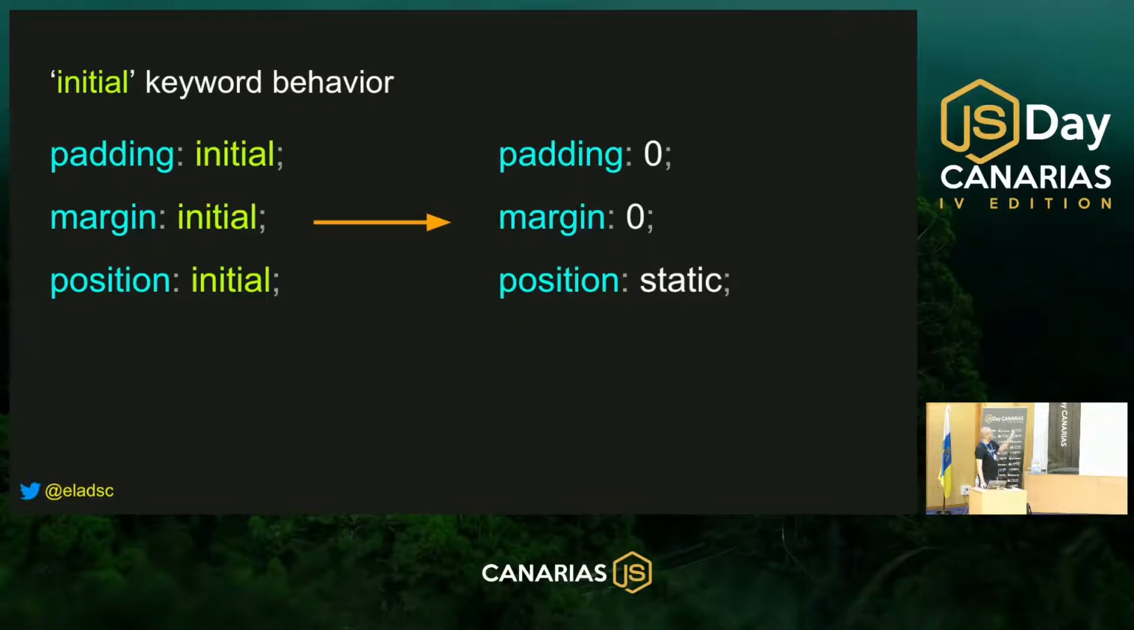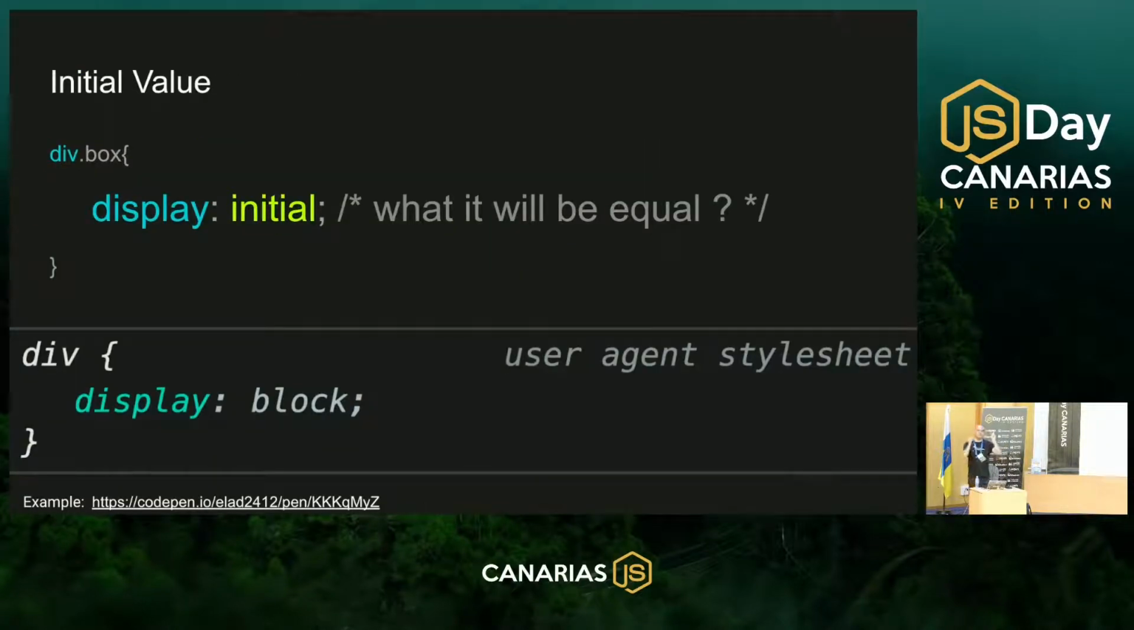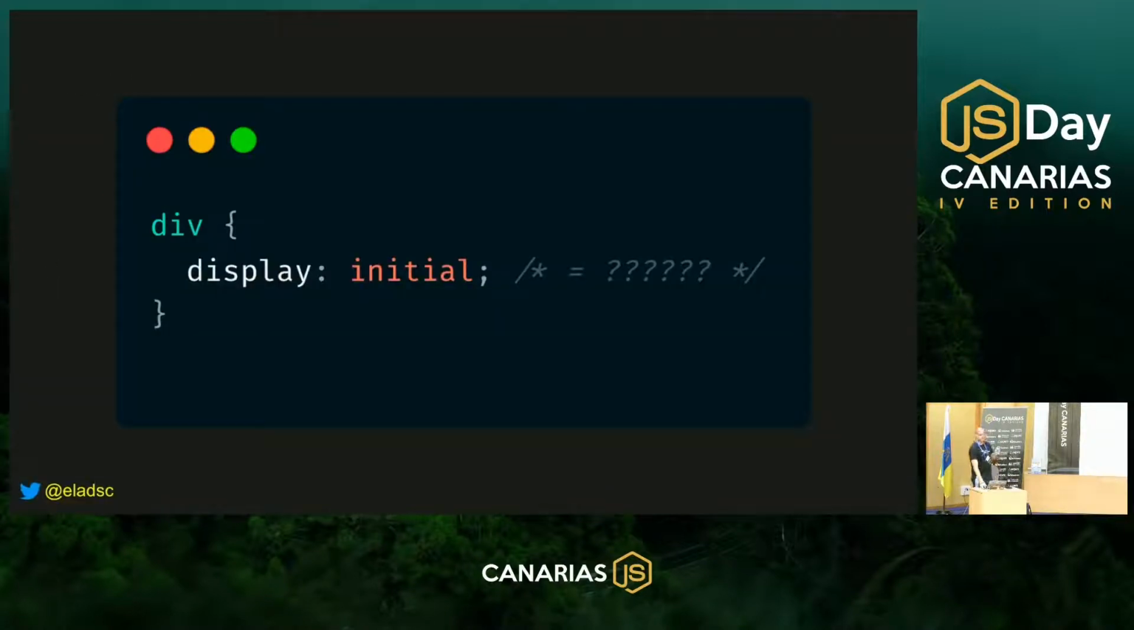But what will happen if I use the initial value on the display property on a div element? Maybe you think you know this specific answer, because a div by default has the display property with a value of block. And maybe you think that the initial value will be equal to block. Wrong answer. When you use the initial value on the display property on the div element, it will be equal to inline. And you may be asking yourself why it is equal to inline.